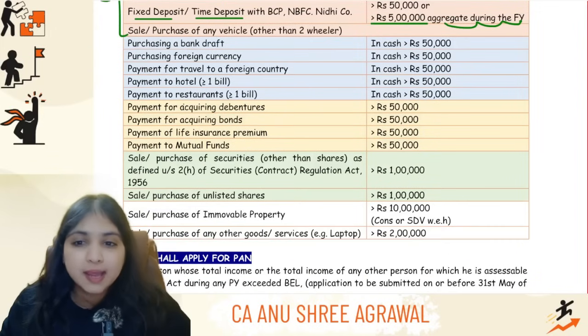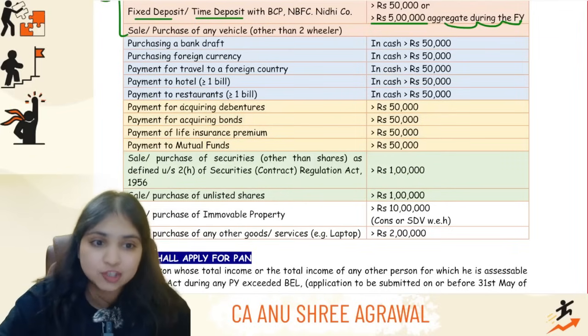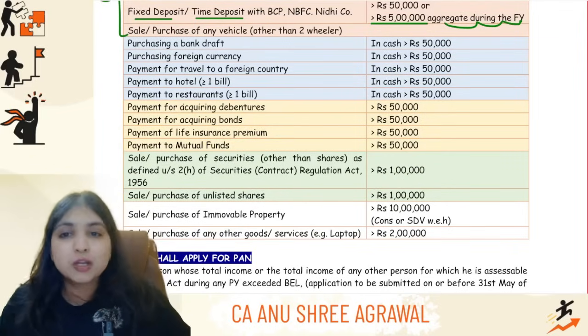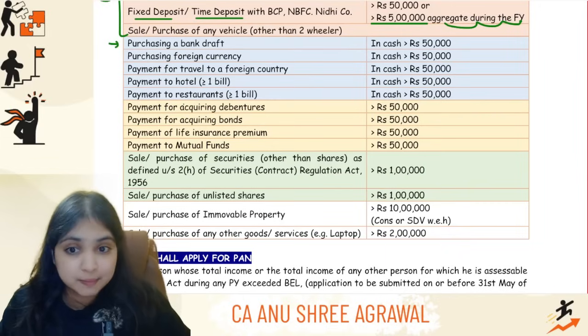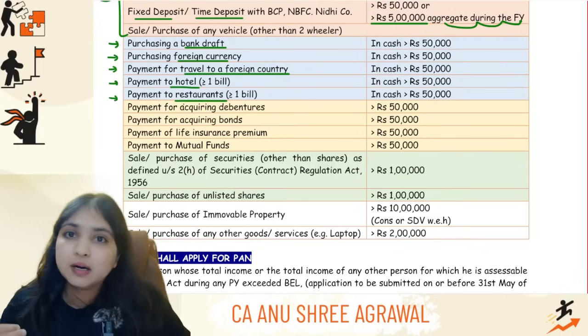Okay. Then I have 5 transactions. In these 5 transactions, if I'm going to make the payment of more than 50,000 in cash, only then I'll have to quote the PAN. What are the 5 transactions? Number 1, if you want to purchase a bank draft. Number 2, if you want to purchase foreign currency. Number 3, if you want to make payment for travel to a foreign country. Number 4, if you want to make payment to a hotel. And number 5, if you want to make payment to a restaurant.